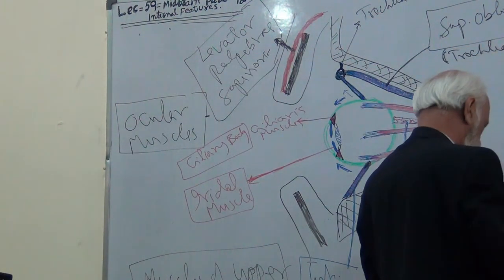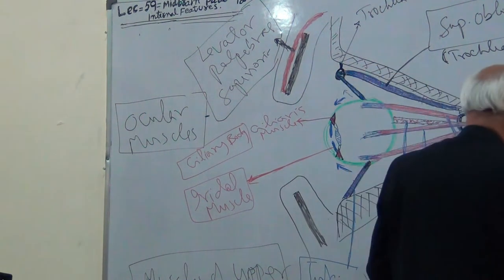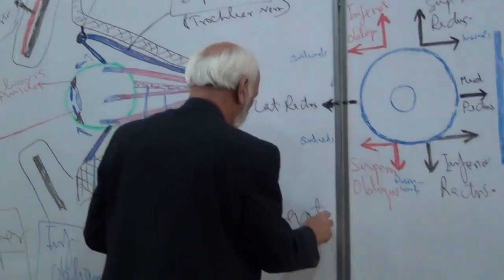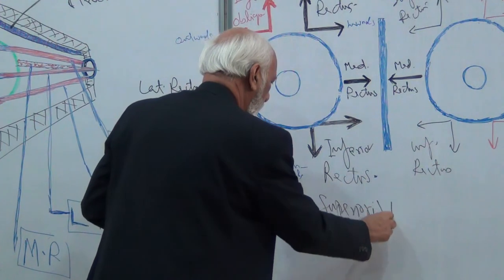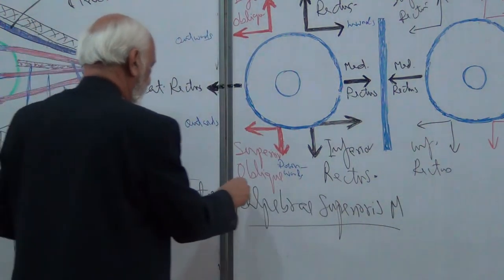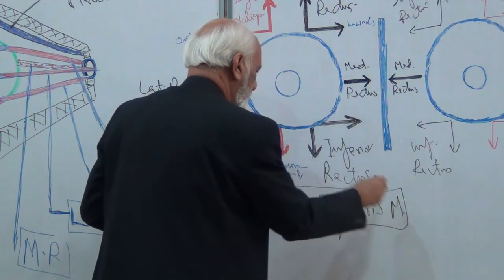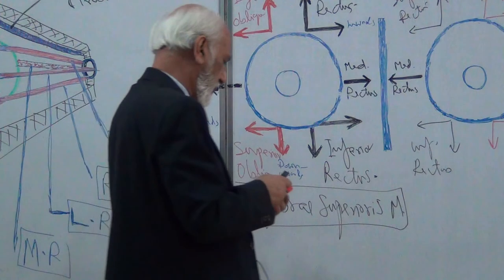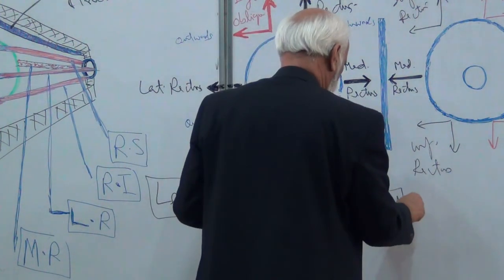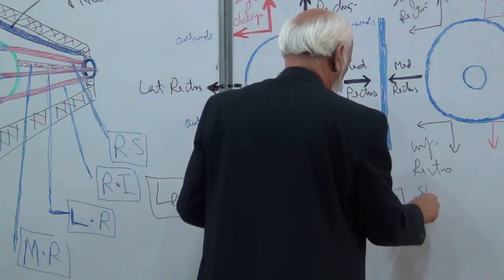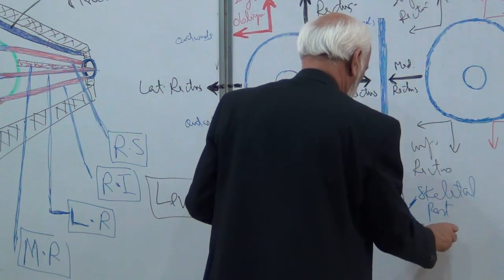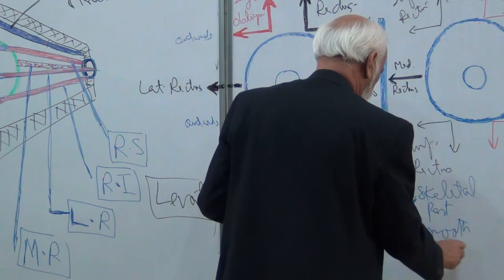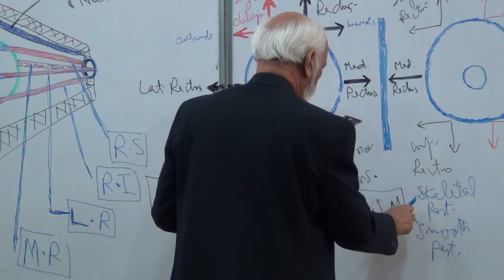Next, what is the nerve supply of the levator palpebrae superioris muscle of the eyelid? I told you this muscle comprises a skeletal part and a smooth, or involuntary, part.